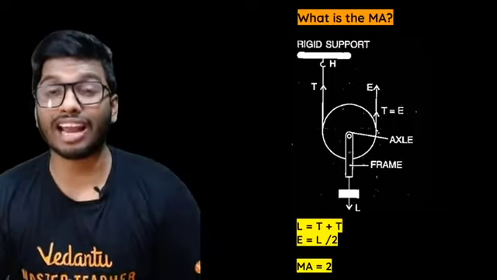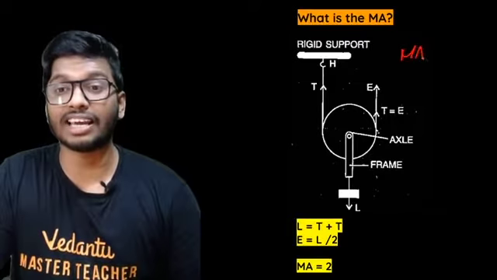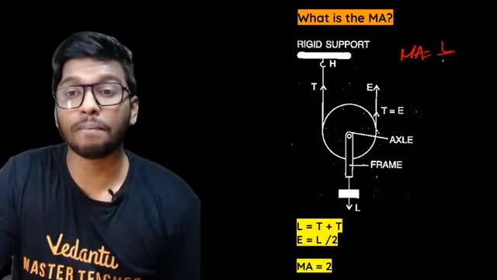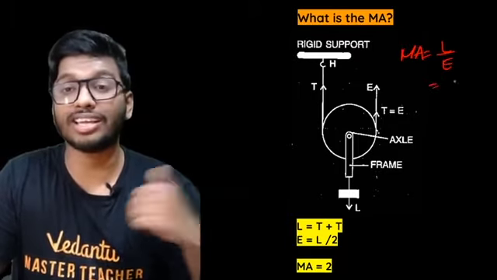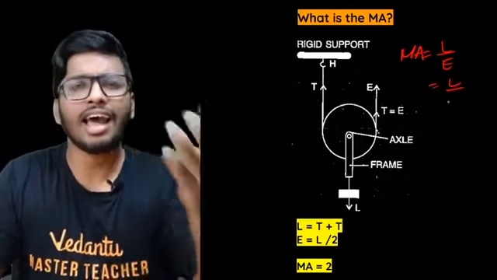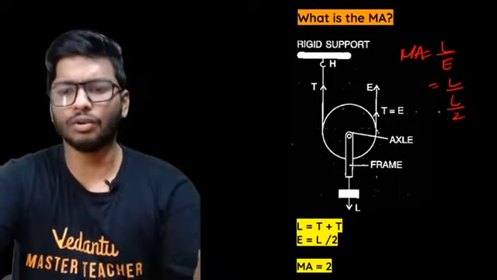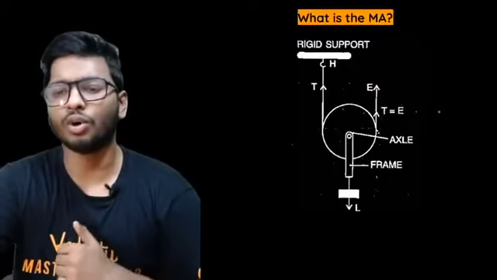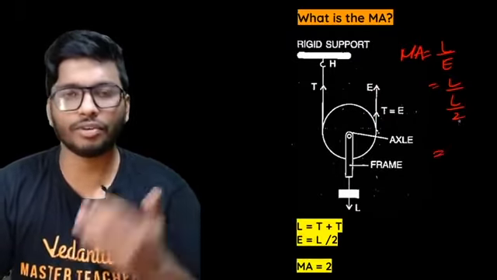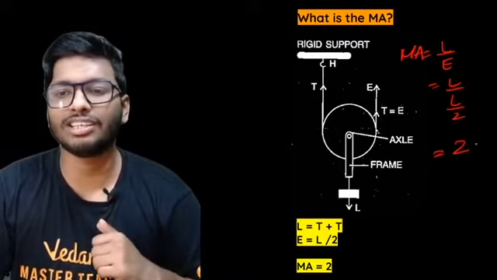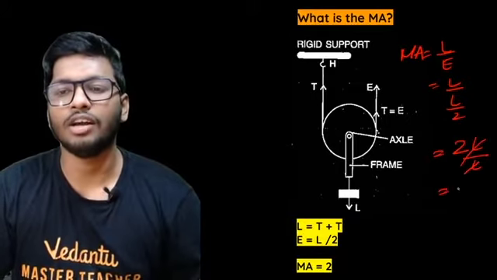Why so? If you calculate the mechanical advantage, what is mechanical advantage? It's nothing but the load by effort. In this case, the load is basically L itself. I'll just keep it as L, and effort is L by 2. So if you substitute the values and rearrange the equation, you'll get 2L by L. L gets cancelled, so you'll get it as 2.